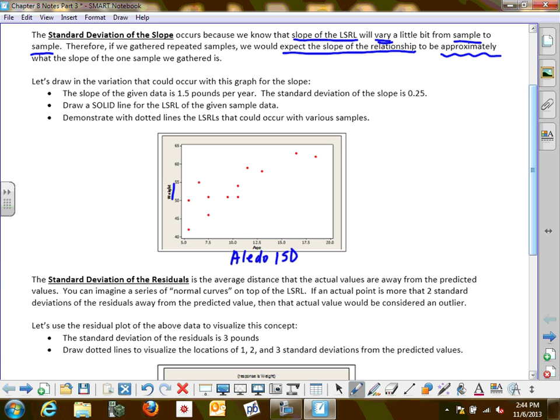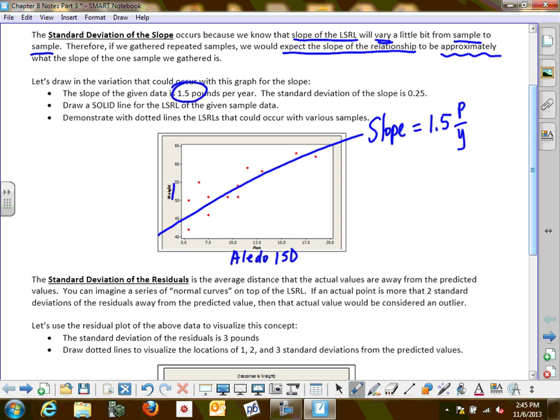Let's say that this is Zach's data that he collected. He's graphed it here for Aledo ISD students and their weight. I would like for you right now to draw a solid line of your guesstimate for the least squares regression line. So go through that and draw yourself a least squares regression line. I'm not the best straight looking one, but there is my least squares regression line. Now, I want to tell you that the slope that Zach got is 1.5 pounds per year. Write that in there.